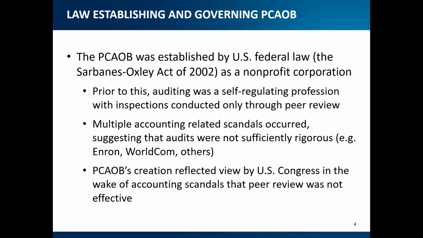public companies' financial statements. For example, on July 15, 2002, WorldCom announced an overstatement in cash flow of over $3.8 billion and subsequently filed for bankruptcy, surpassing Enron as the largest bankruptcy in U.S. history. After this, investors, regulators, and the U.S. Congress believed there was a need to bolster internal control over financial reporting and bring an enhanced focus to corporate governance. The creation of the PCAOB reflected a view by the U.S. Congress that peer review had not been effective.